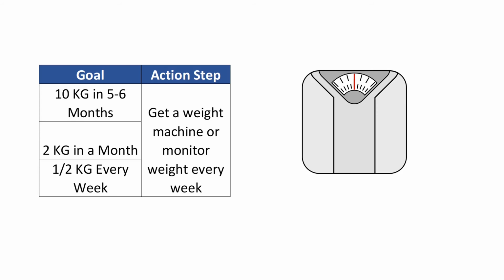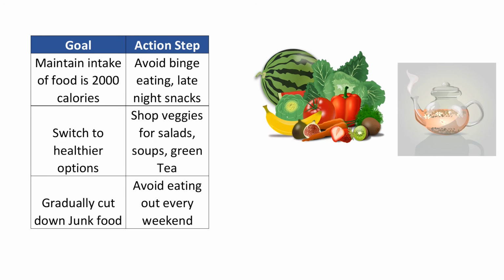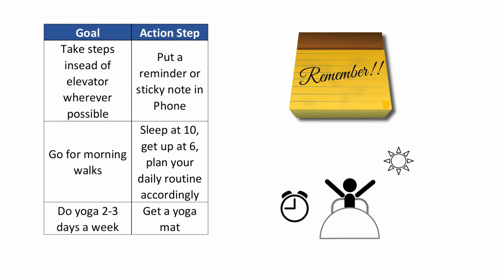For example, if you have a sub goal to monitor your weight, your action item could be to get a weight machine. You may have a sub goal to switch to healthier options. Against this, you can have an action item to shop for veggies. You can have a sub goal of cutting down junk food. Against this, you can have an action item to avoid eating out every weekend. You can have a sub goal to take steps instead of the elevator wherever possible. Against this, you can have an action item to put a reminder or a sticky note on your phone.